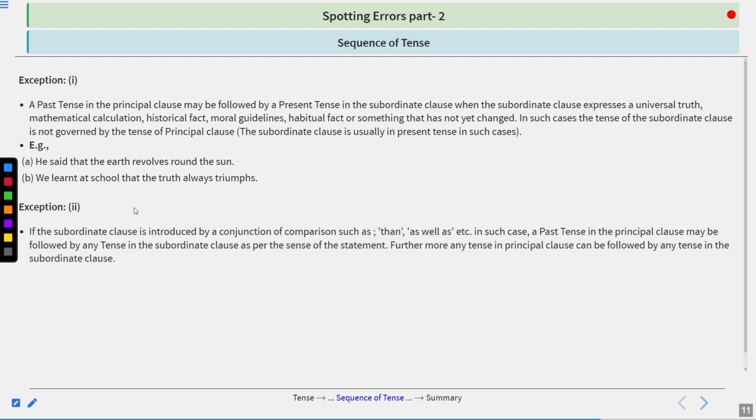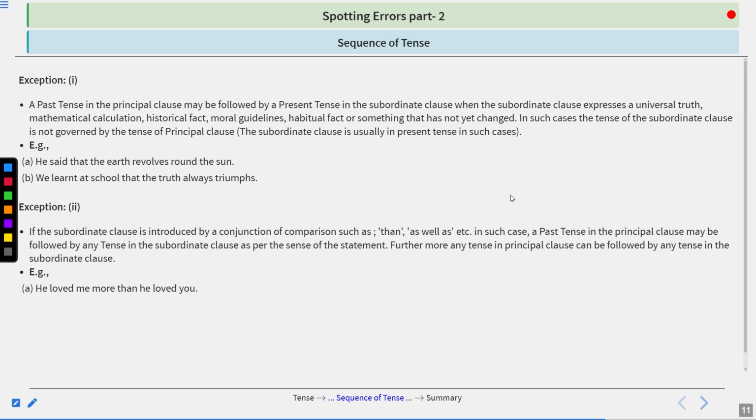Exception 2. If the subordinate clause is introduced by a conjunction of comparison such as than, as well as, etc., in such case, a past tense in the principal clause may be followed by any tense in the subordinate clause as per the sense of the sentence. Furthermore, any tense in the principal clause can be followed by any tense in the subordinate clause. So let's understand with the examples.